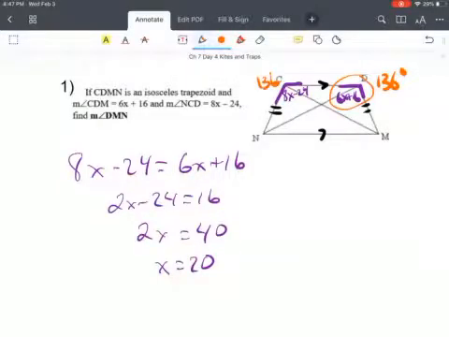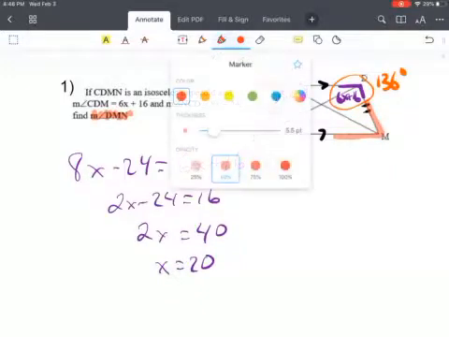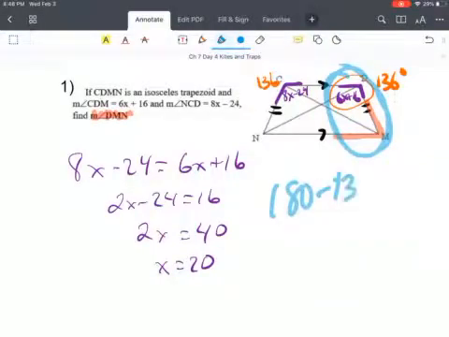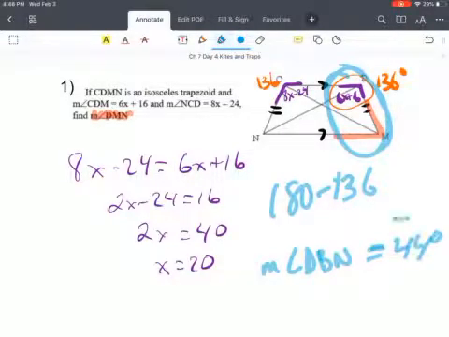But then it asks to find the measure of angle DMN. In this case, these two angles are supplementary. So I would do 180 minus 136 and get the measure of angle DMN equals 44 degrees.